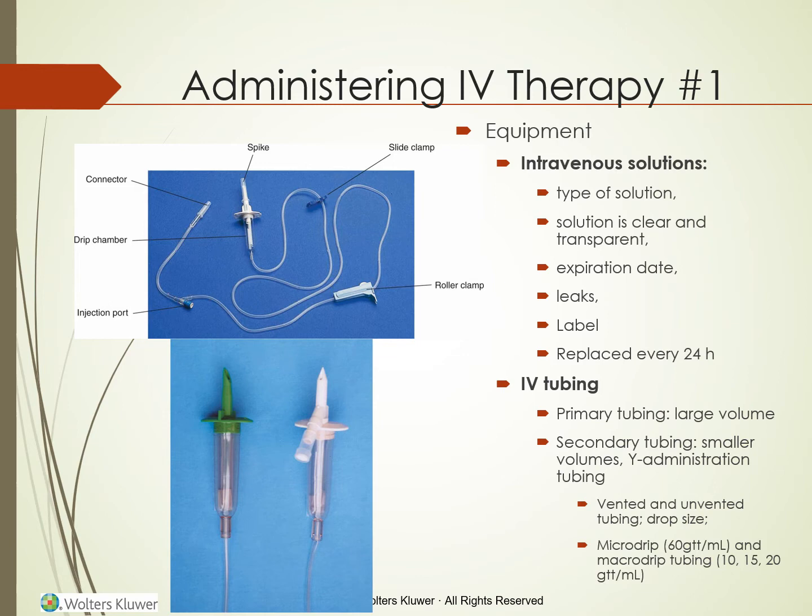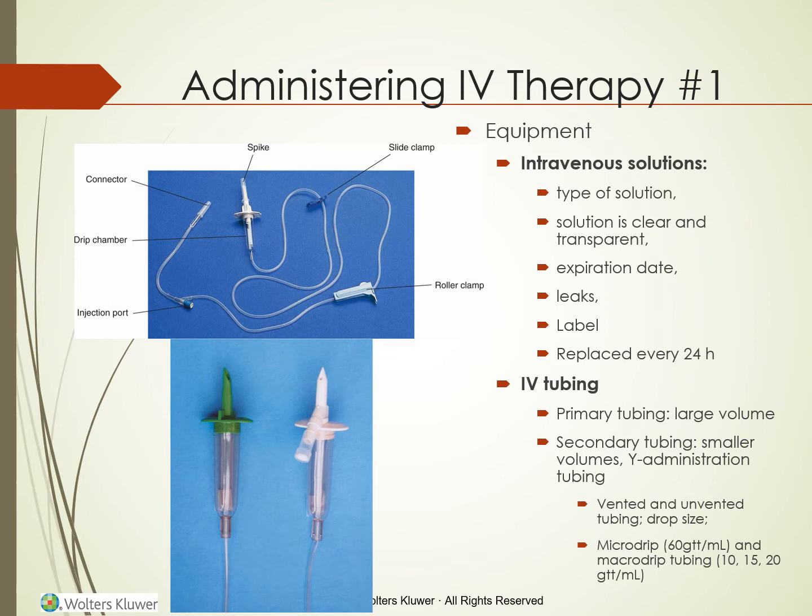Primary, secondary, or Y administration tubing. Primary tubing is used to administer a large volume of IV solution over a long period or a small volume through a medication lock. Primary tubing usually is quite long to span the distance from the solution, which hangs several feet above the infusion site, to the site itself.